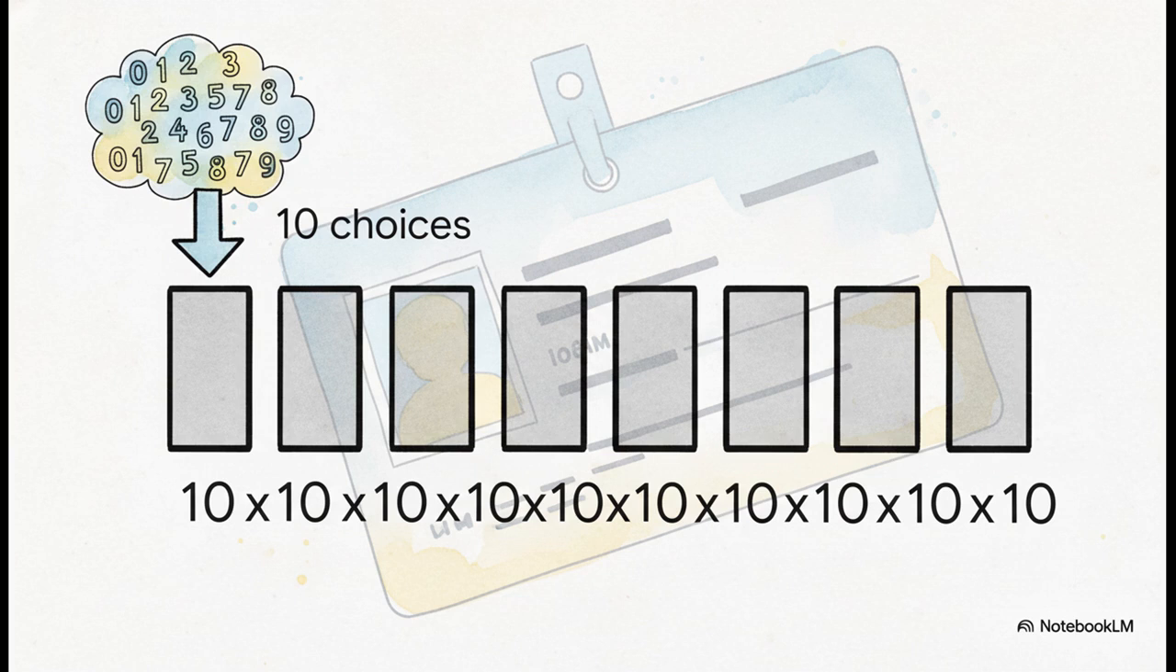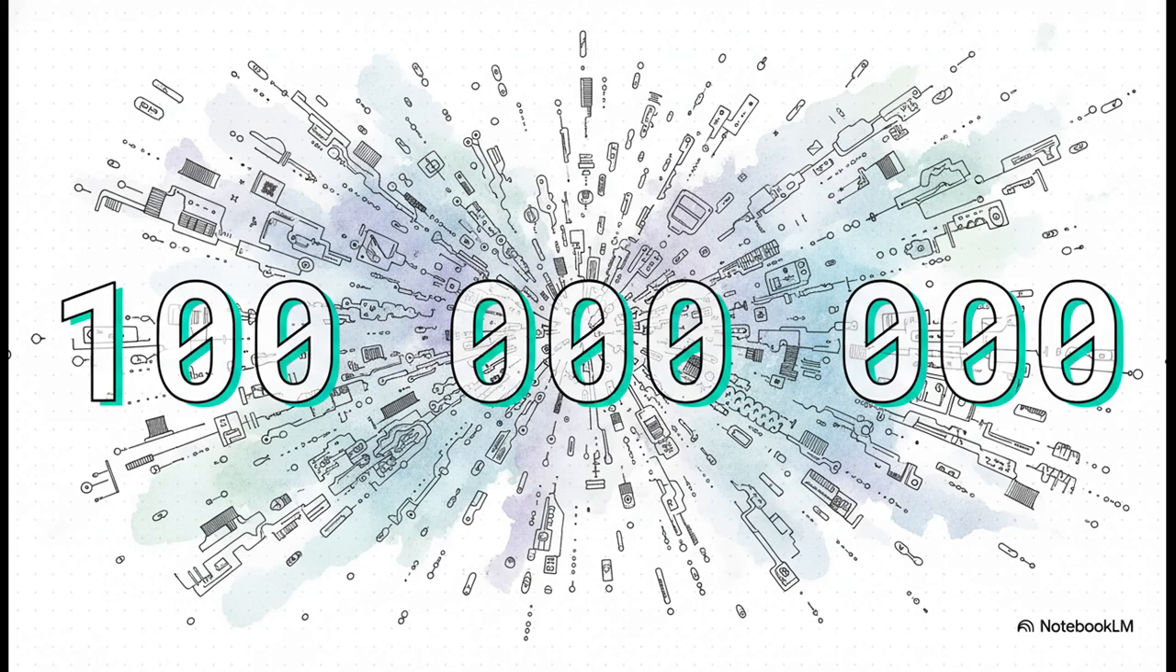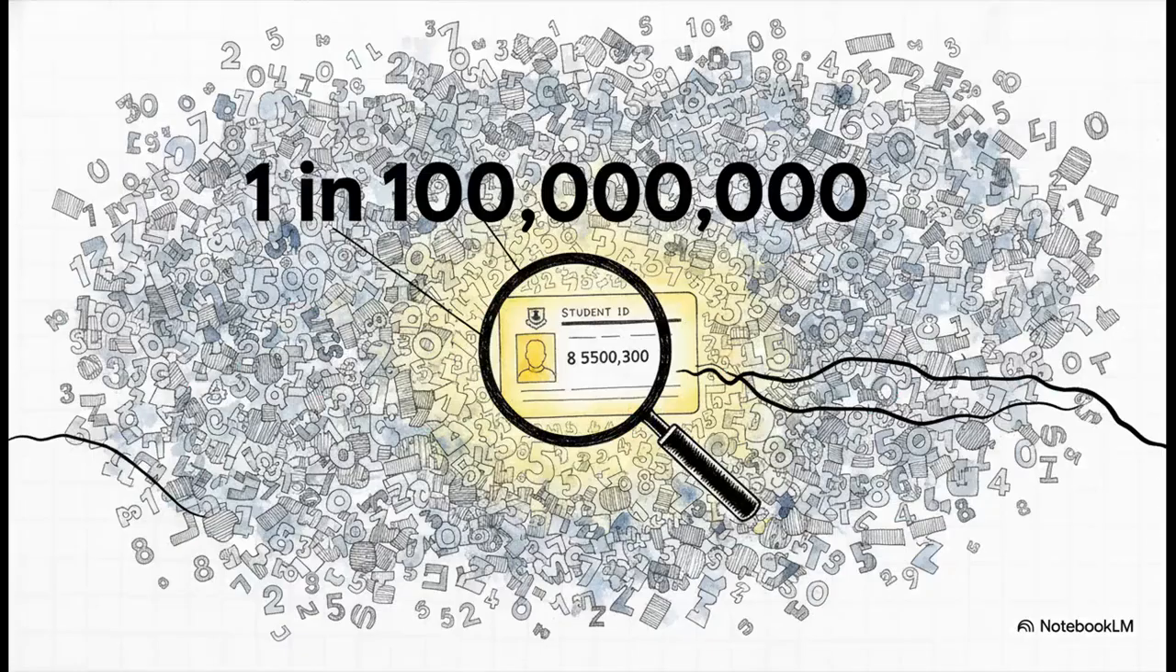We can go straight to our fundamental counting principle. There are 10 choices for that first digit, 10 choices for the second, 10 for the third, and so on for all 8 digits. When you multiply that all out, the total number of possible ID numbers, our entire sample space, is a staggering 100 million. And since only one of those combinations is the right ID, this becomes a problem of classical probability. Your chance of guessing it correctly on the very first try is just one single chance out of 100 million.